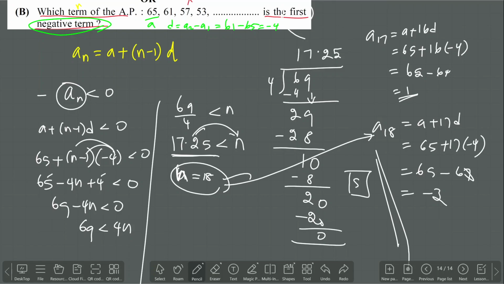Do you understand this answer? This is from the optional exercise method, not the same sum.